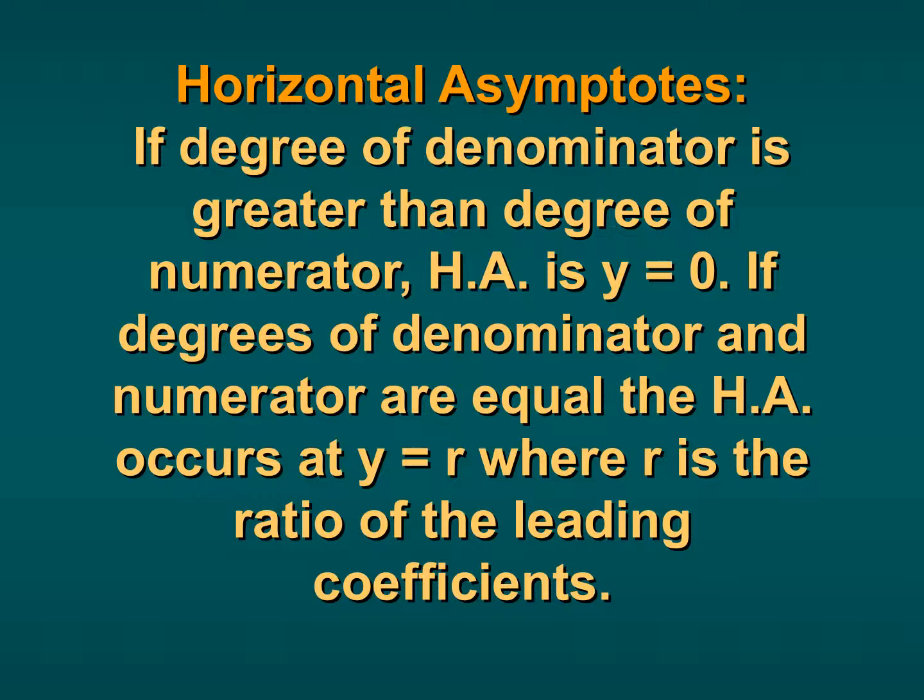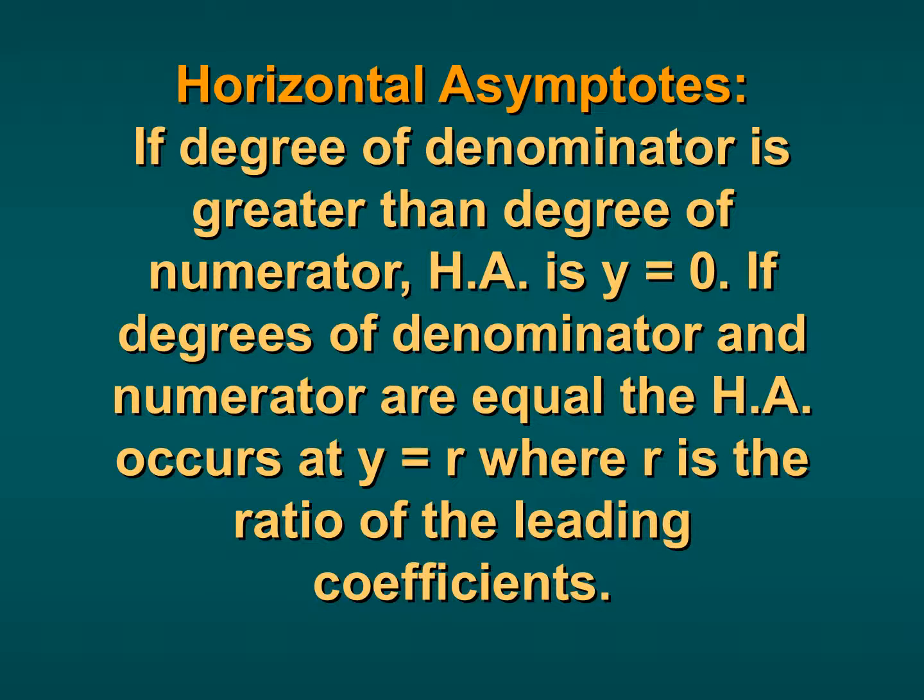Then we have what's called a horizontal asymptote. There are a couple of different reasons that we would have a horizontal asymptote. The first reason is if the degree of your denominator, which is the bottom polynomial, is greater than the degree of your numerator, then you have a horizontal asymptote at y equals 0. Which is, of course, the y-axis, right? Or the x-axis, I'm sorry, so it's the x-axis.